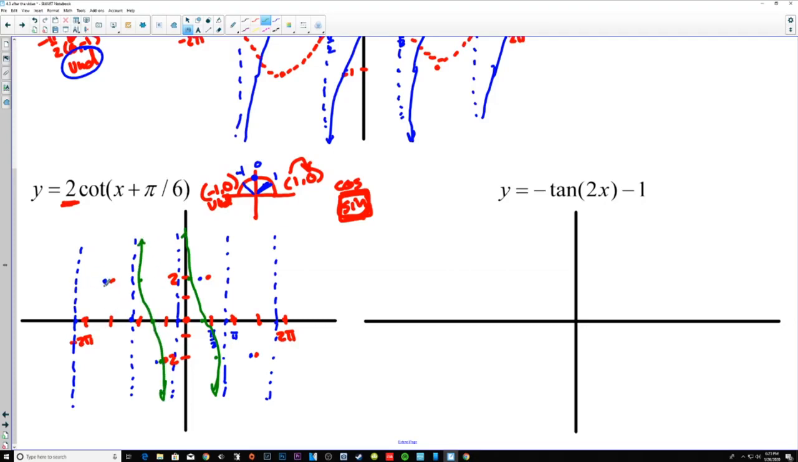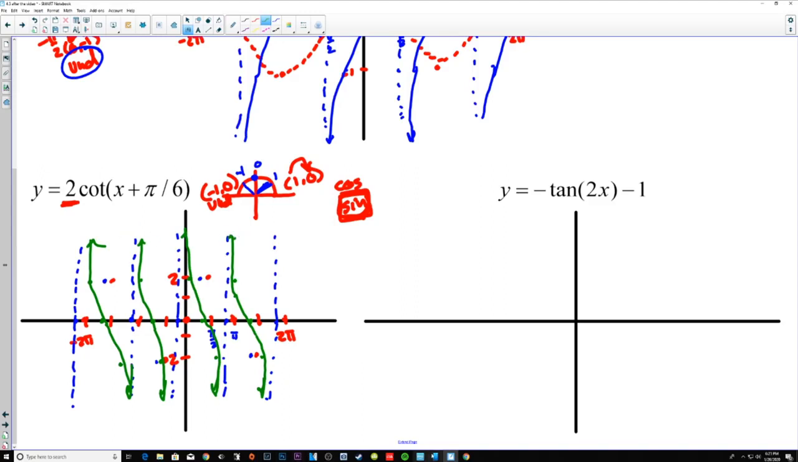Need halfway in between the blue. Let's say it's right there, and halfway between there, and halfway between there down at negative 2. Because remember, we've multiplied those ones by 2. So there's another period of cotangent. How about one more over here? Let's say that's halfway, half of that, and half of that. And cotangent is upside down from what tangent is, but they look very similar except upside down.